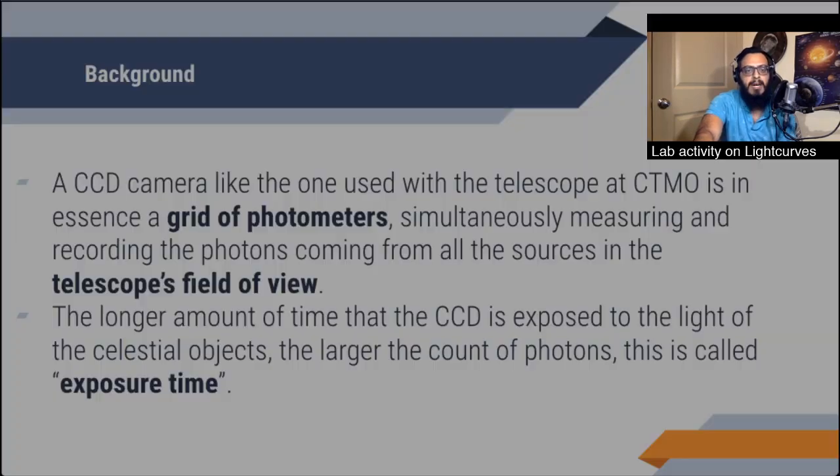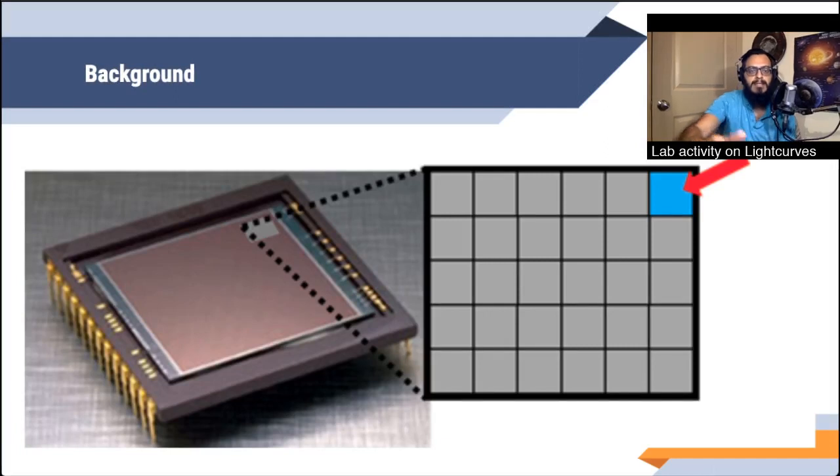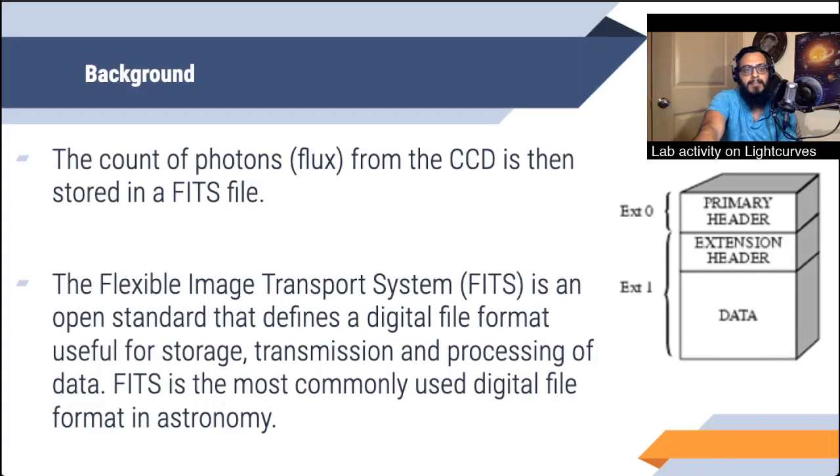Then from there, this chip itself is enclosed inside the camera itself. So whenever we take a picture, it opens, then it closes, right? That amount of time that the sensor itself is allowed to collect light, that's the exposure time. So here, we're measuring this count of photons, right? And we call that the flux. The count of photons from the CCD is then stored in a FITS file.